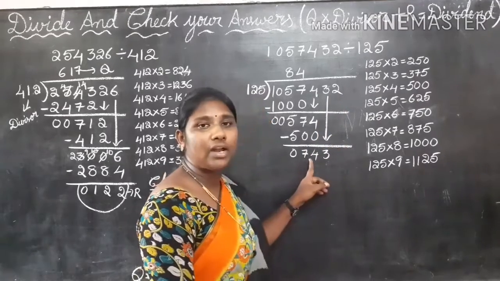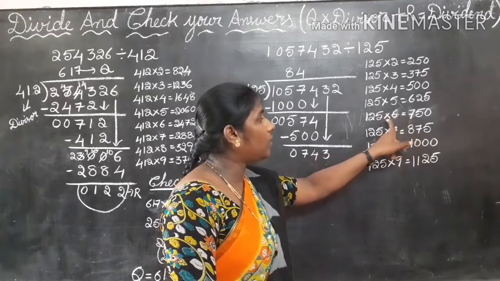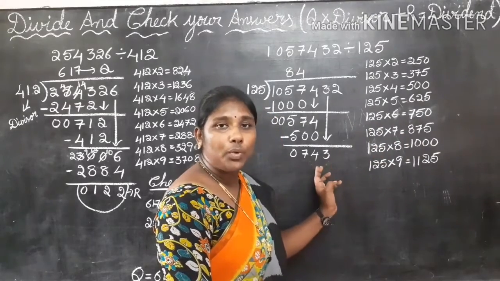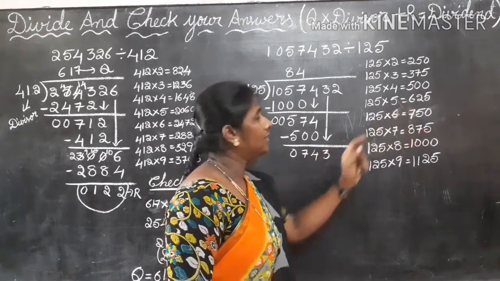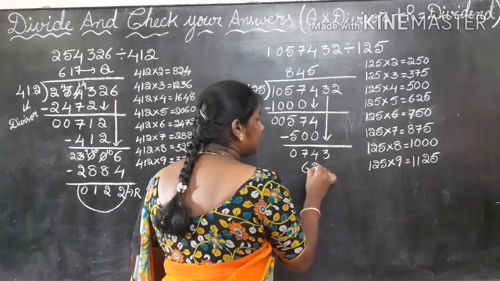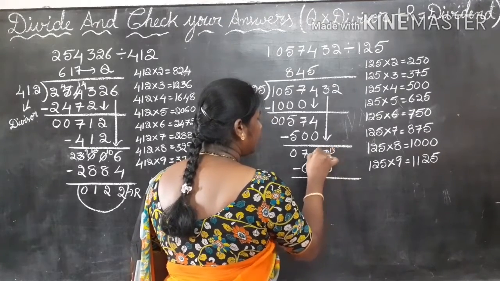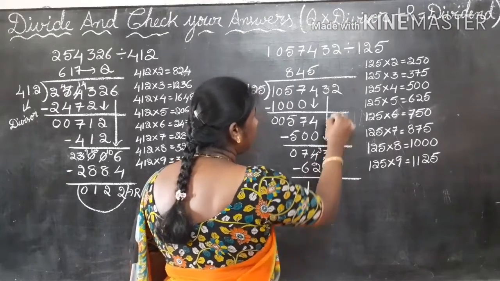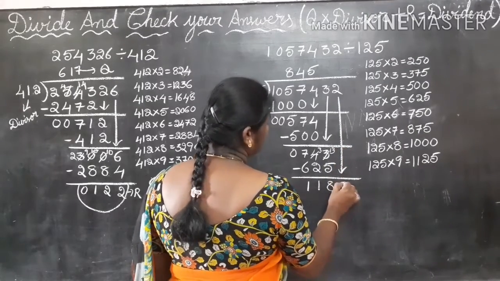743. More than this 743, where will it be? 750. That is, 125 sixes are 750, which is more than this 743. So we can't take that number. The table before that: 125 fives are 625. Subtract: 13 minus 5 is 8, 3 minus 2 is 1. Here 1. Next here it is 2.